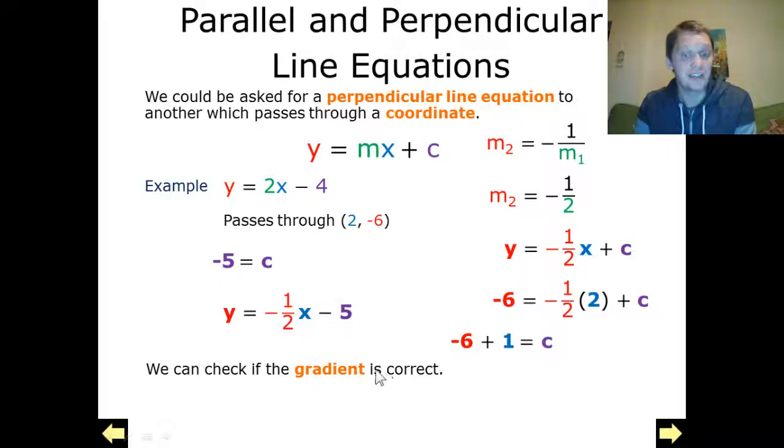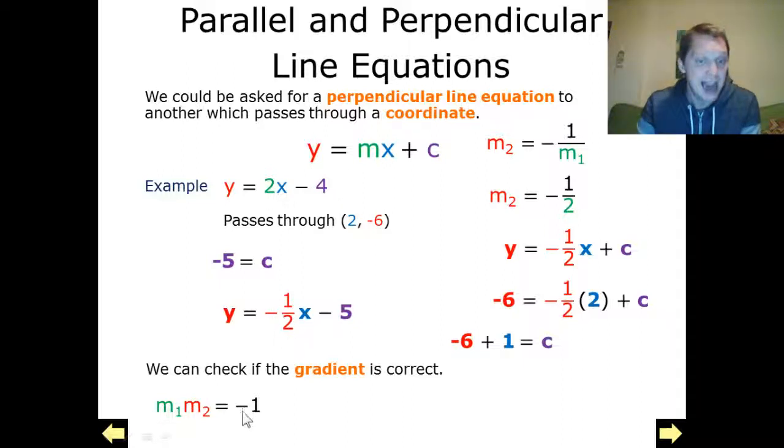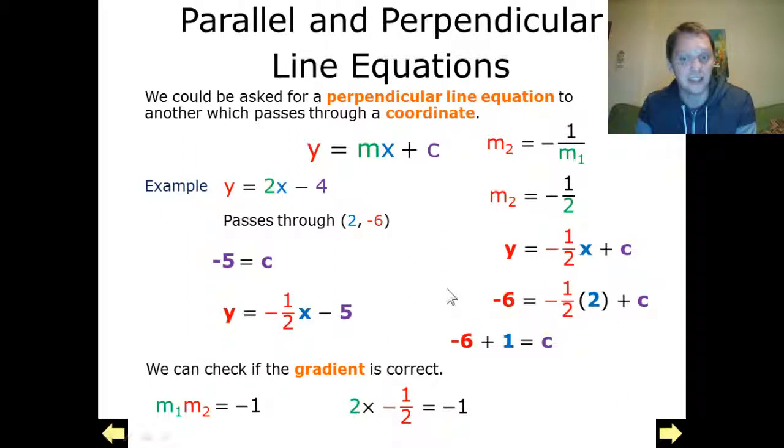Now we can check if this gradient is actually right by remembering that if we multiply our original gradient with our perpendicular gradient, our answer should be negative 1. And as you can see, 2 times negative half certainly does give me negative 1. So I know the gradient is correct.